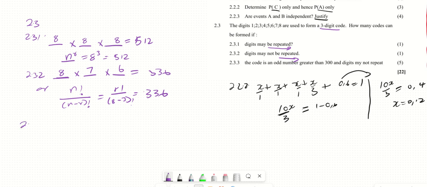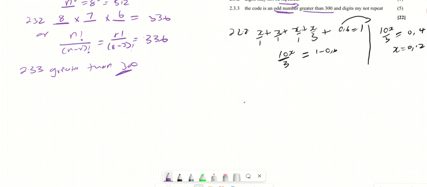So here let's go to 2.3.3 and read the question. The code is an odd and is greater than 300. Let's start with the greater than 300. Look, the first digit is 3, meaning that the code should start with a number of 3 and upwards: 3, 4, 5, 6, 7, 8. If we start with one of these, then the code will be greater than 300.